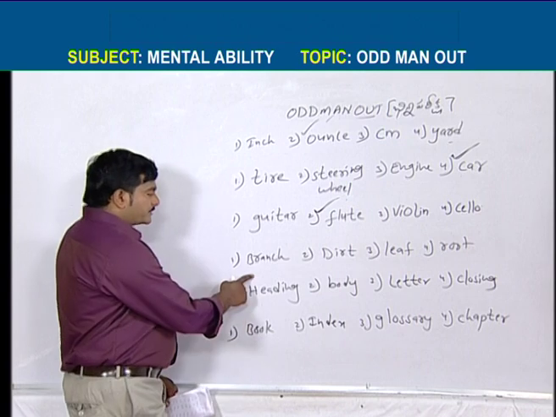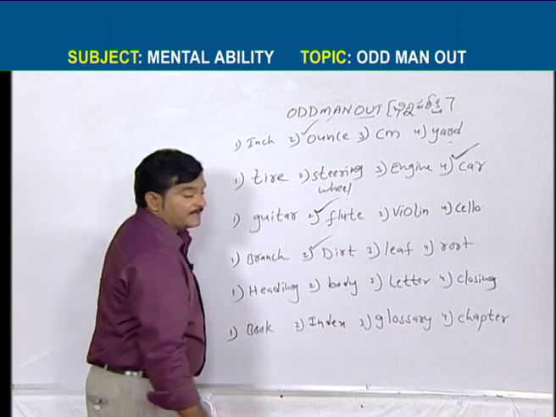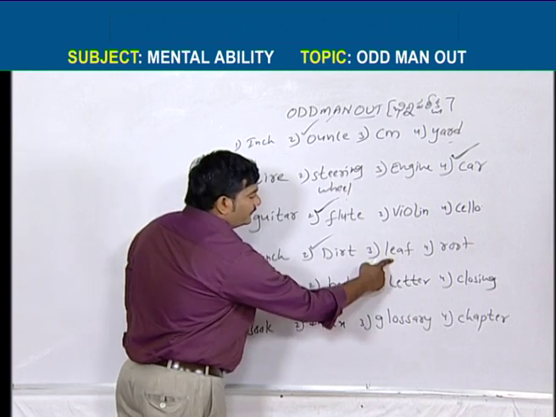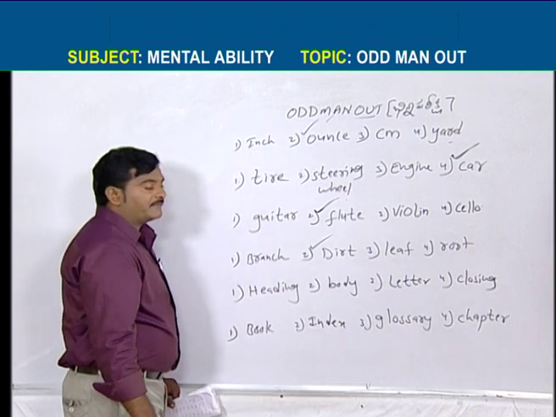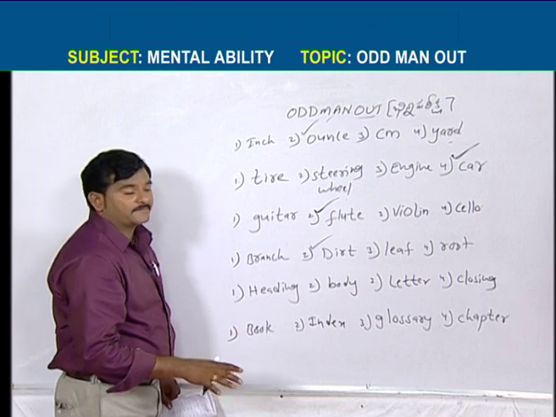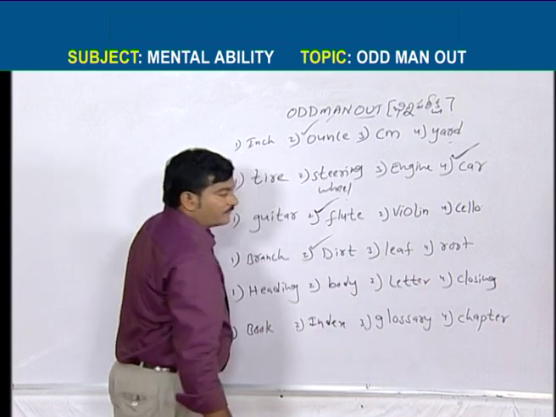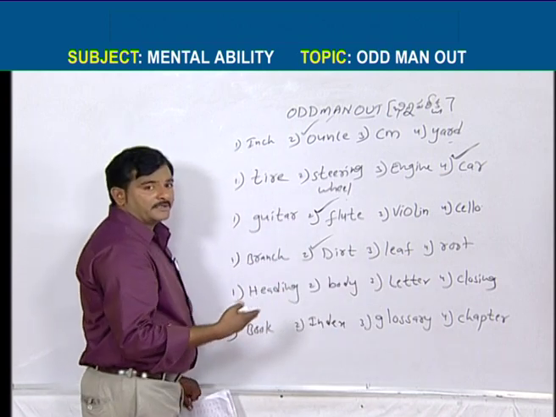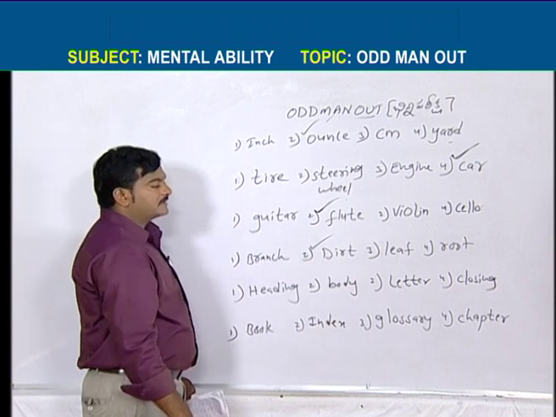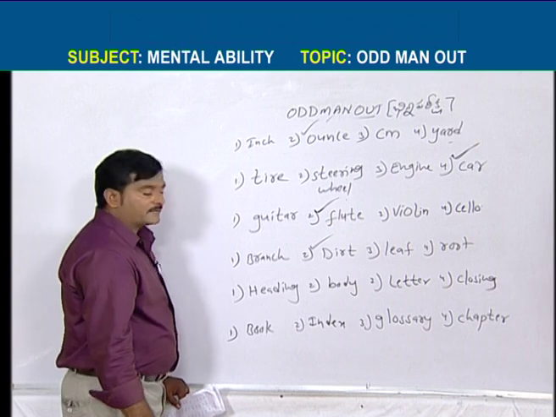Now, branch, dirt, leaf, root. The answer is clearly dirt. Why? Branch, leaf and root, these three are parts of a tree, whereas dirt is not part of a tree. Dirt means dust particles, so it is not a part of the tree. That's why the answer for this question is the second option. The remaining three are parts of a tree, whereas dirt is not.